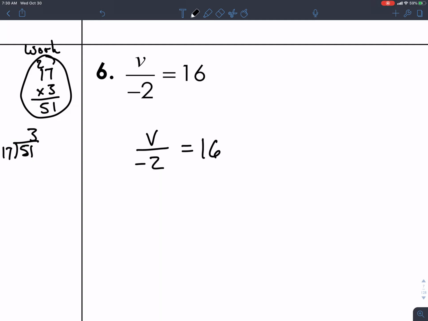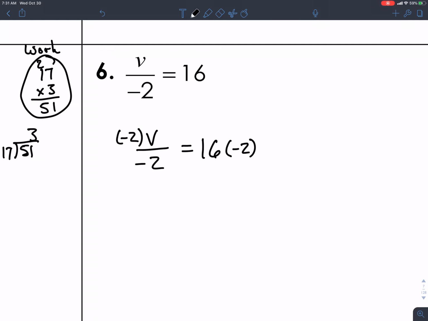Very simple, straightforward problem. It's division, correct? I see a division problem. What's the opposite of division? Multiplication. All you've got to do is multiply by whatever is in the denominator, the bottom number below your variable. Do it on both sides. Exact same number. We're just multiplying both of them.